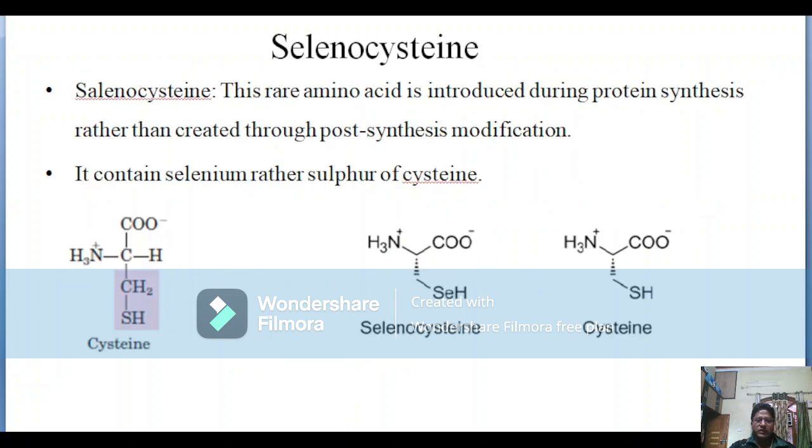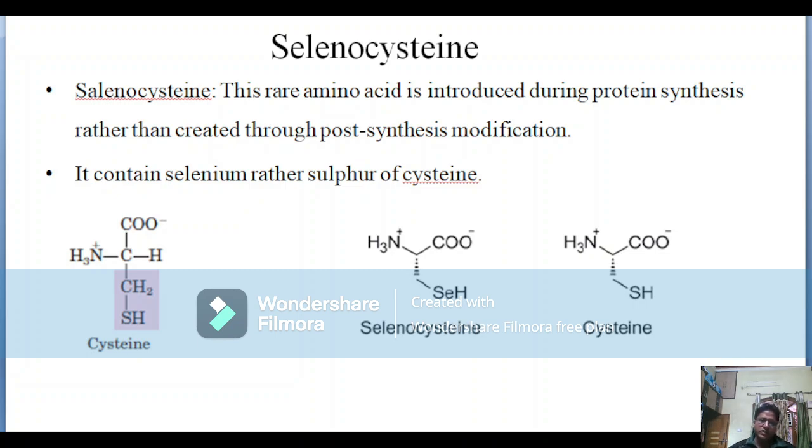Now, we have discussed the 20 amino acids, which are the common proteogenic amino acids. Apart from these 20, there are 2 other amino acids which were recently identified. These are also introduced during protein synthesis. Earlier we saw amino acids created through post-synthesis modifications, but these amino acids are introduced during protein synthesis. So we can say these make it the 21st amino acid.